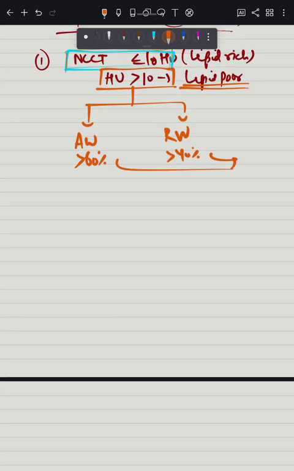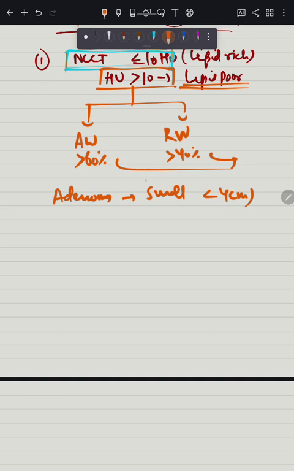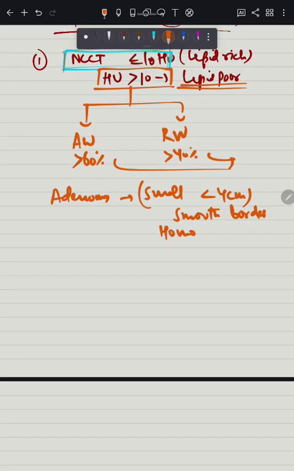And know that adenomas are very small, usually less than 4 centimeters, and they have smooth borders, and they are homogeneous. You have to remember this thing.